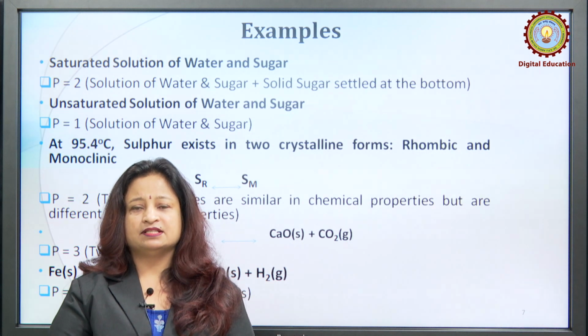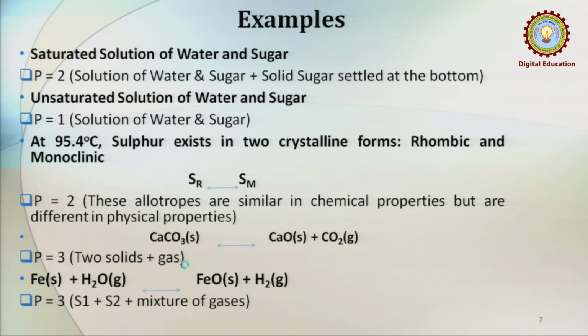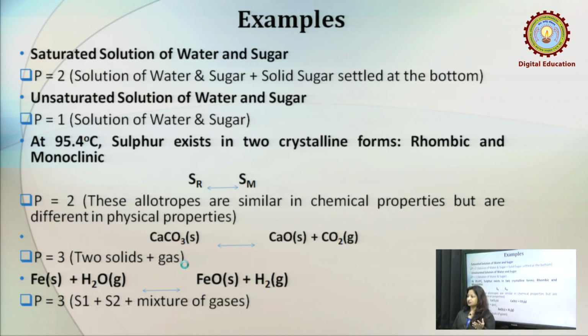If we consider a saturated solution of water and sugar, right. So here what do we mean by saturated solution? This has to be understood. You have to recall in your memory what we mean by saturated solution. Saturated solution means the solution of water and sugar and some part of solid sugar settled at the bottom.